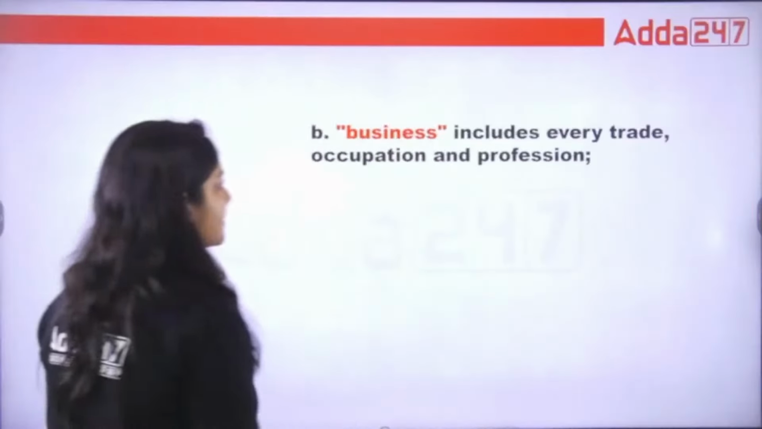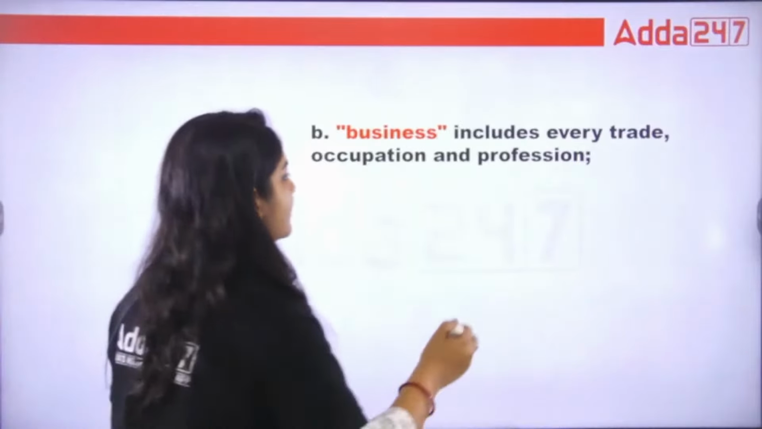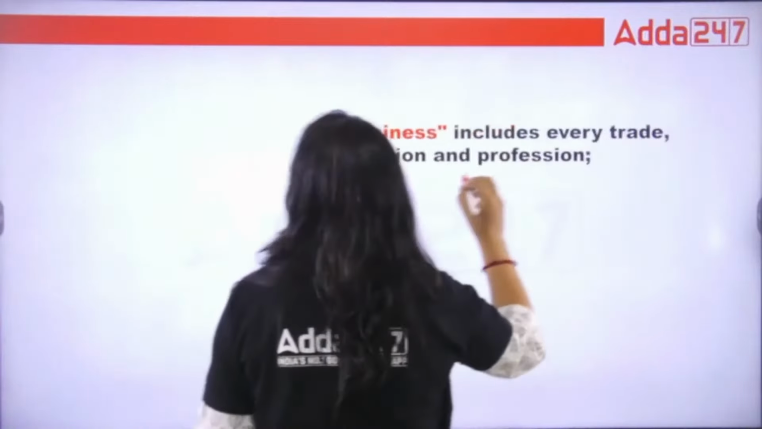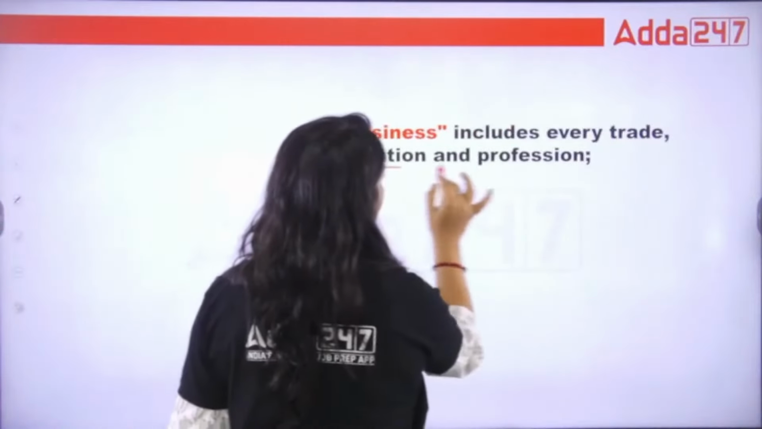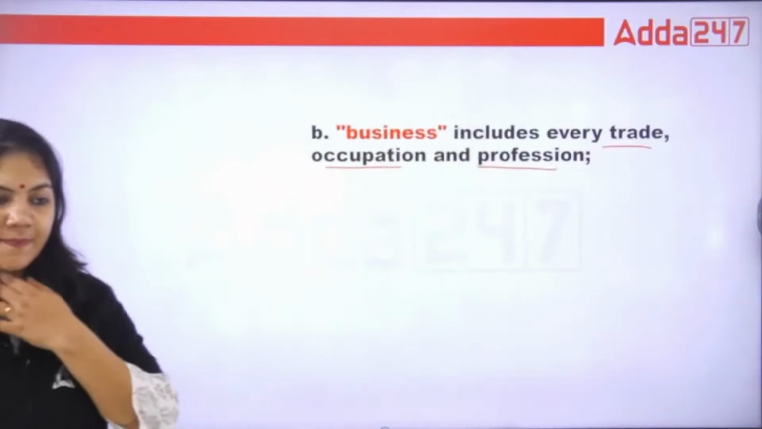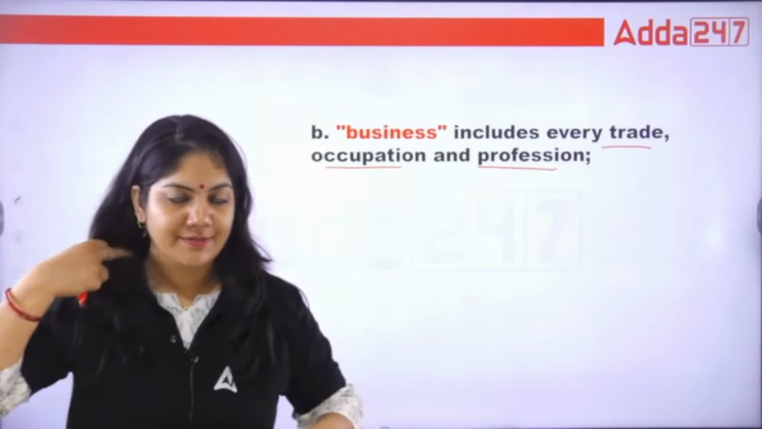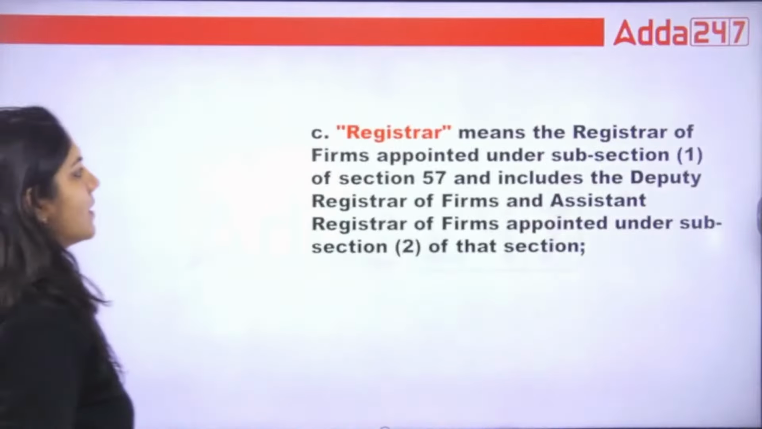Now, so what is business? In every partnership firm, class, they have to do business. So business includes every trade. It includes every trade, occupation and profession. This is called business. Is that okay? So business includes every trade, occupation and profession. That's it. Done? Now, what is registrar?